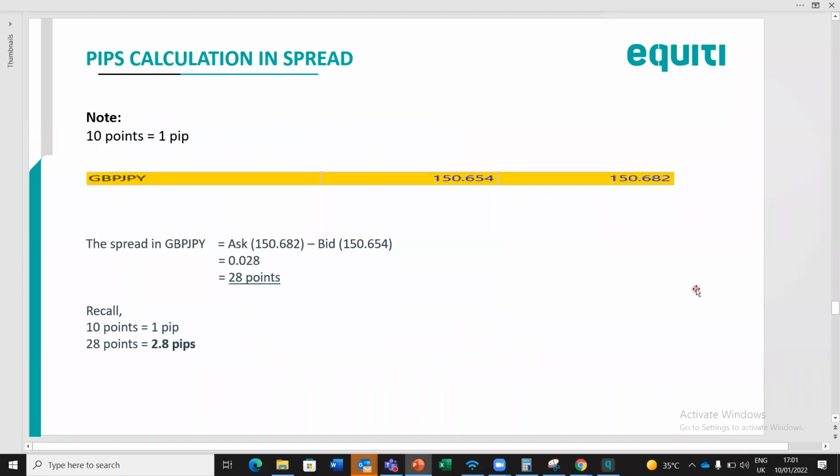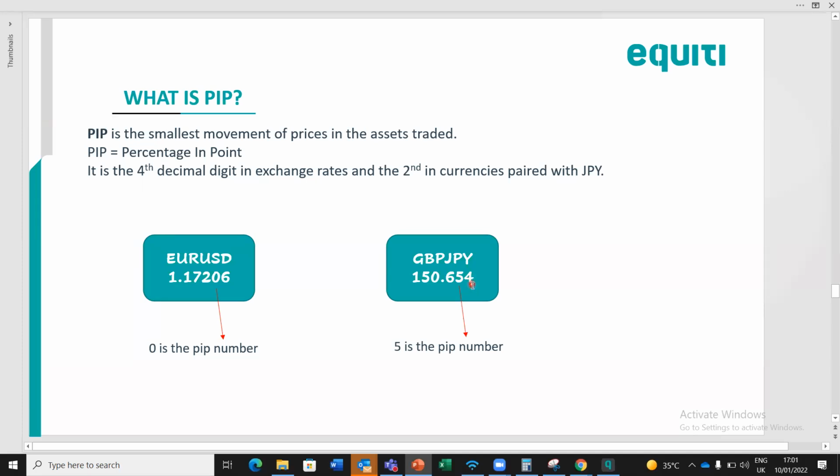How do we calculate pips in spread? Remember, we calculated spread earlier. We said that the spread is the ask price minus the bid price, and then we got 14 points. Remember, I'm using GBP/JPY in this example. What I need you to understand is that 10 points make one pip. Why? Because remember, we have this last number as the point. The 4 is the point, and the point is the negligible digit that we can do without. So we have the point, and then we have the pip. This is more important to us.